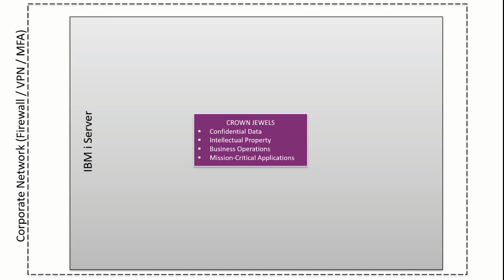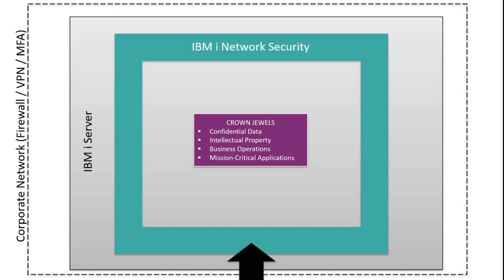So we're going to highlight a couple of layers here in this approach. The first layer we'll talk about is the most important one, the IBM network security layer. So this would be the first layer that someone would have to pass through to access resources on the IBM. This is not the corporate firewall we're talking about here.